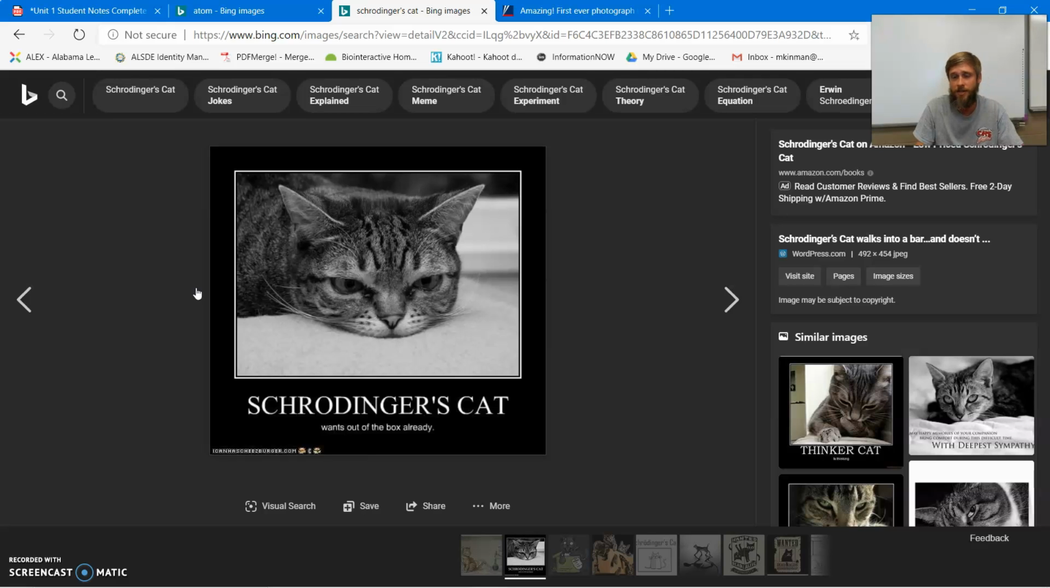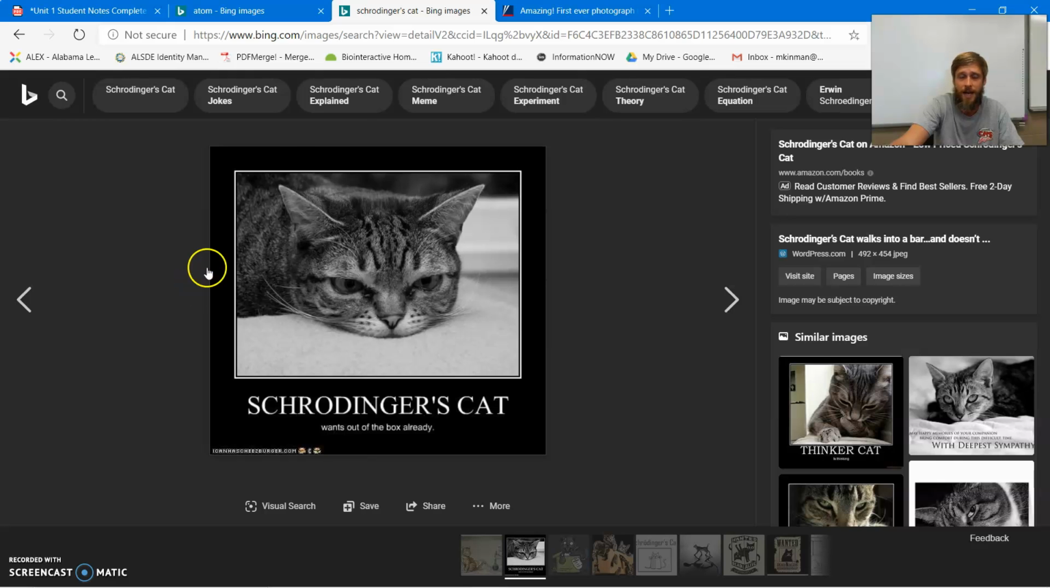While it's in the box, we cannot observe it, so we would say it exists in both states. Only if we open the box and look at the cat can we tell what state the cat is in. But cats and electrons, two different things. Electrons are super, super tiny.